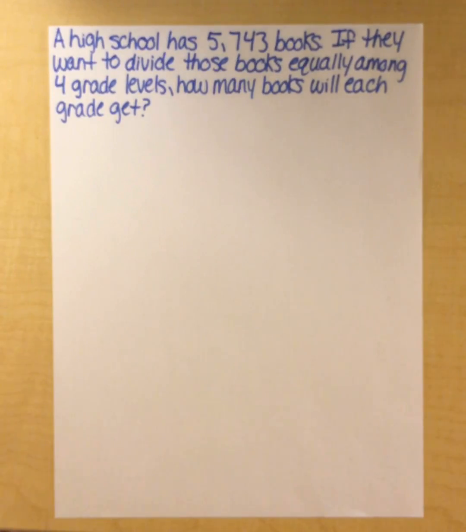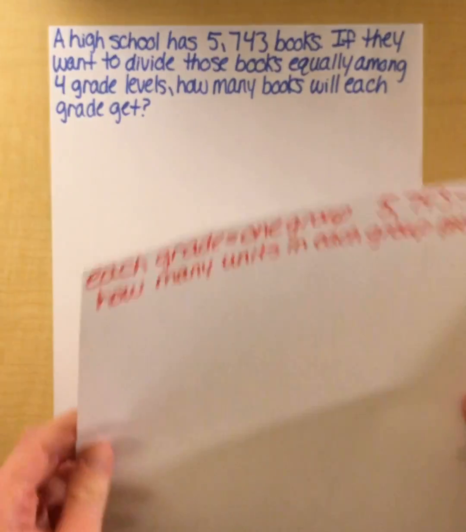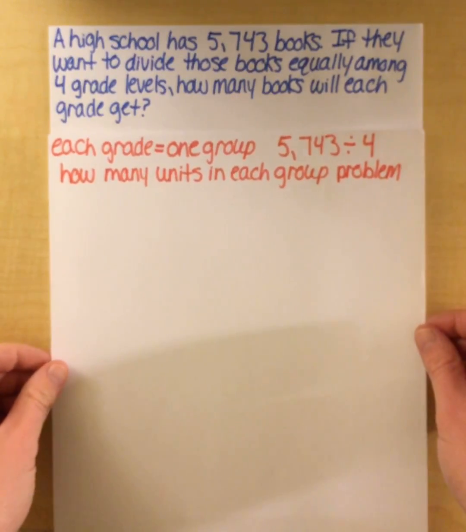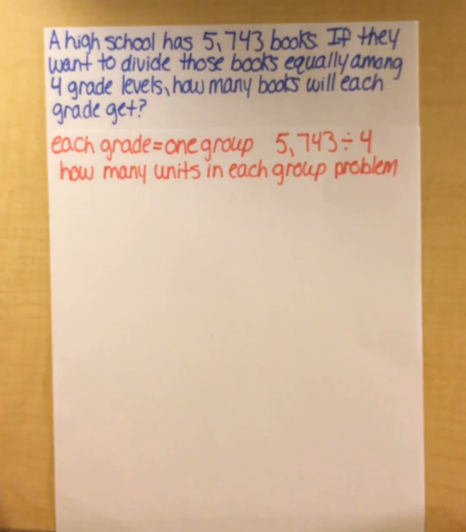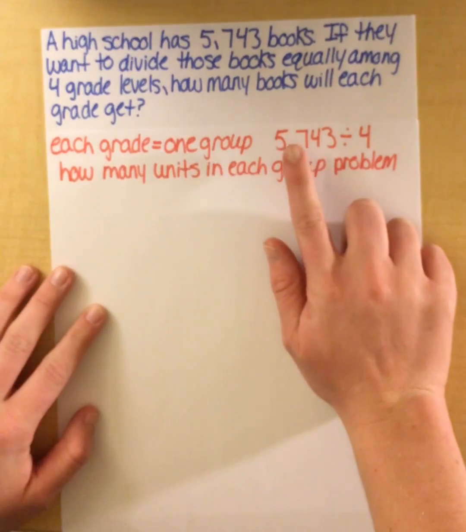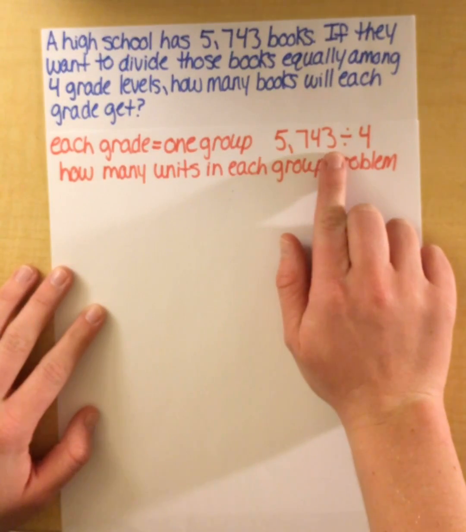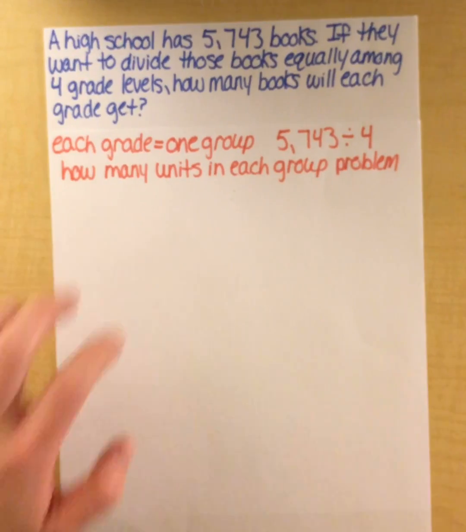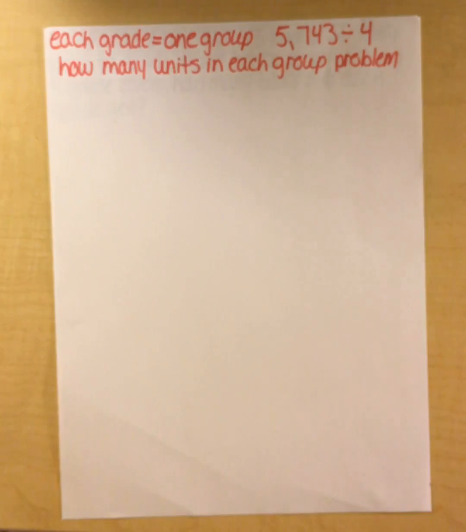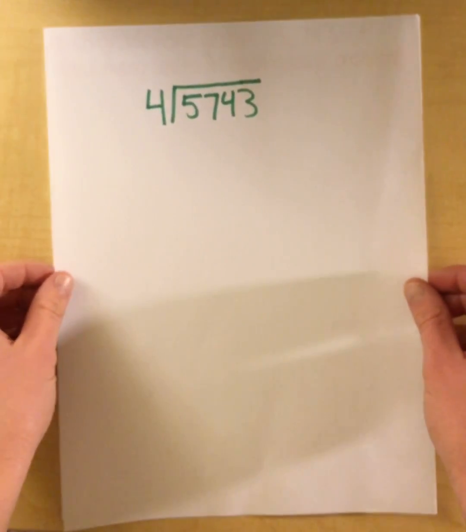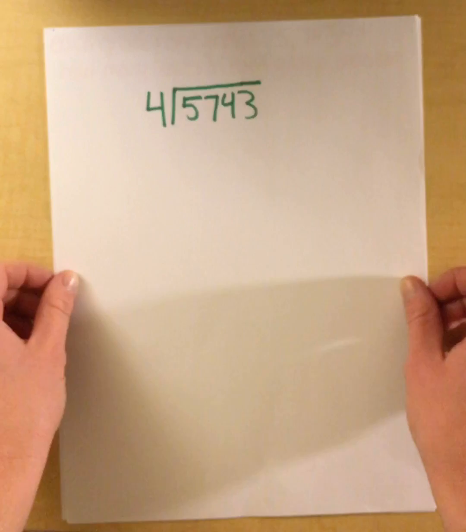So we know that each grade represents one group. Because we want to know how many of the 5,743 books each grade will get, we know this is a how many units in each group problem. And to solve that, we are going to take 5,743 and divide it by 4. So the first step is to write the problem like this.